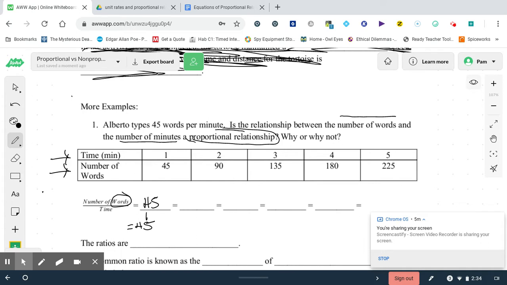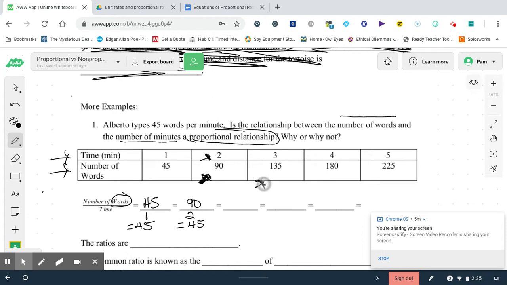Then we're going to take this one. The number of words here is 90. So you're going to take 90 and divide it by the number of minutes. The number of minutes is 2. Well, when you take 90 and divide it by 2, you also get 45. So far, I'm taking two values and dividing them, and the results are the same. So far, this fits proportional, but I just need to continue all the way through.